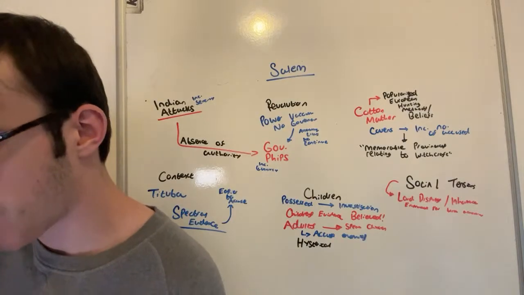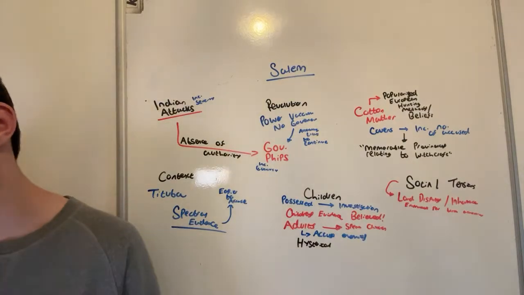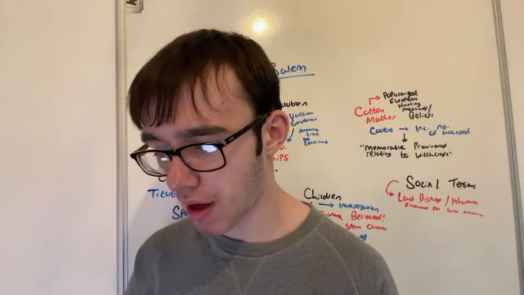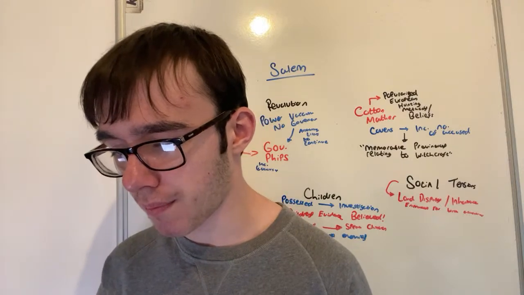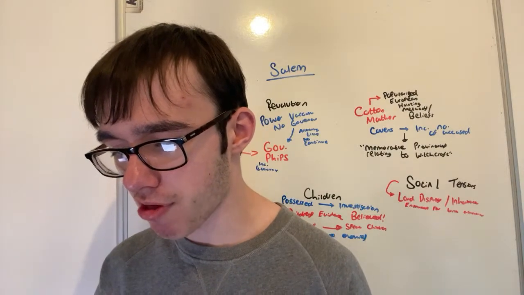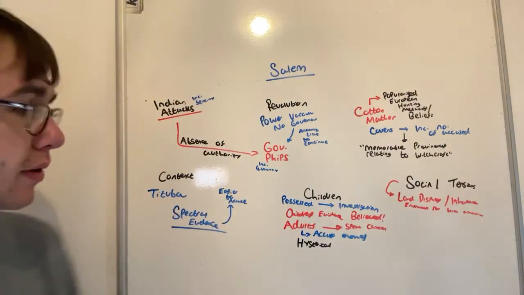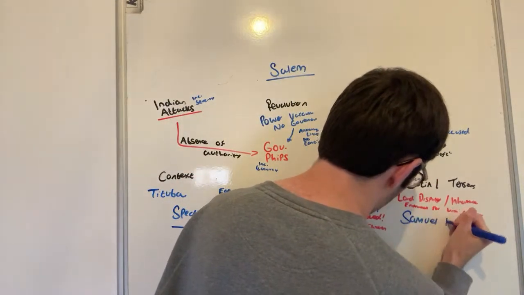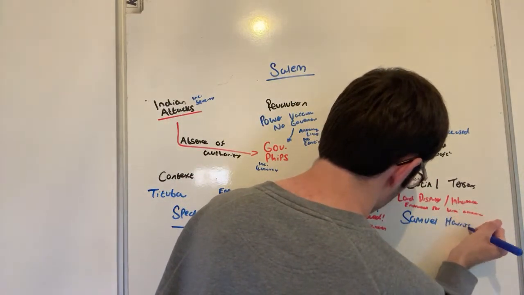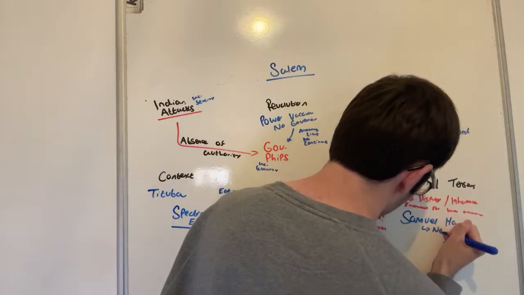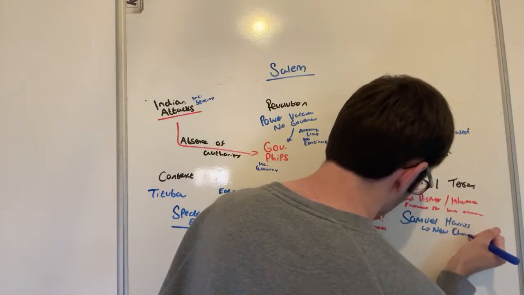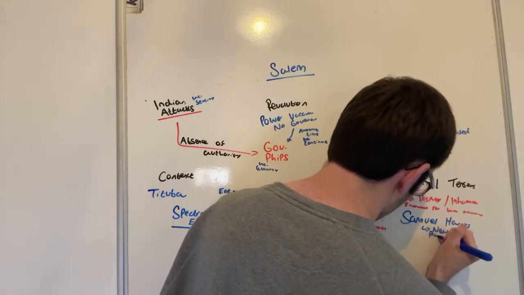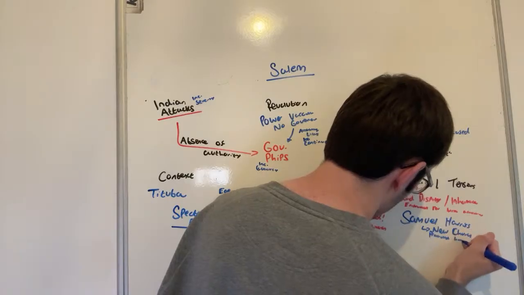Tensions existed between traditionalists and progressives, resulting from the establishment of a new church in Salem and appointment of Reverend Samuel Paris, who promoted witch hunting. So that's a person. Samuel Harris. He was part of a new church, and he promoted hunting.